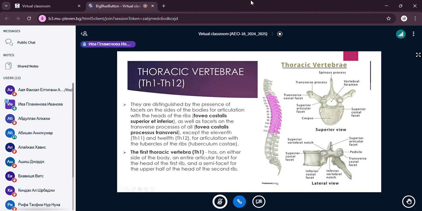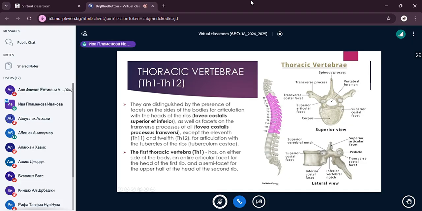The first thoracic vertebra has an entire articular facet for the head of the first rib, and a semifacet for the upper half of the head of the second rib. So spinous process, vertebral foramen, superior articular facet, of course, for the C7, the body of the vertebra. Here are the superior costal facets. This is the superior, this is the inferior. Of course, the vertebral notches, superior and inferior. This should be the spinous process.